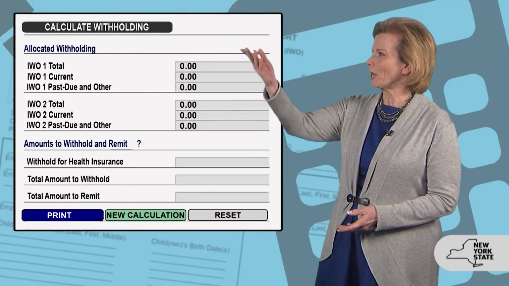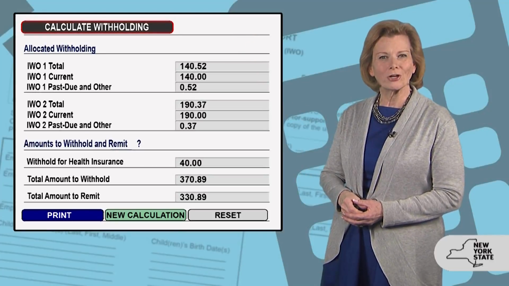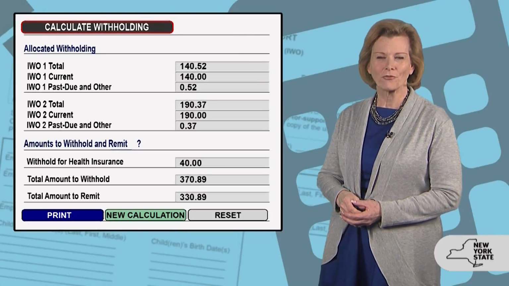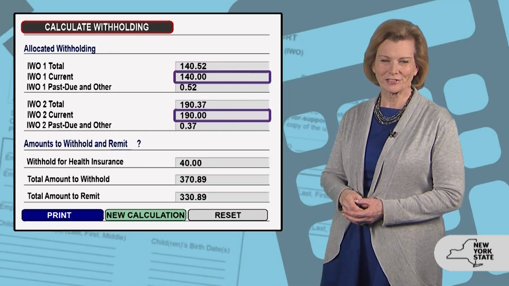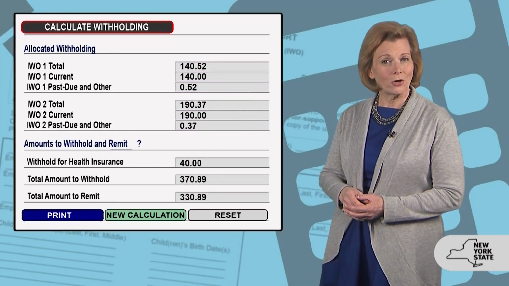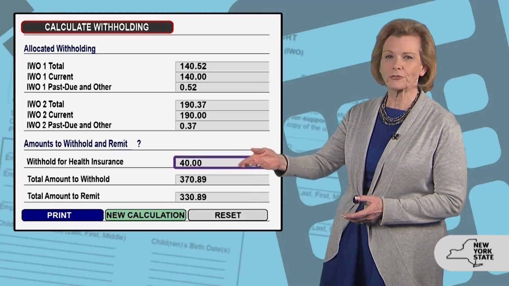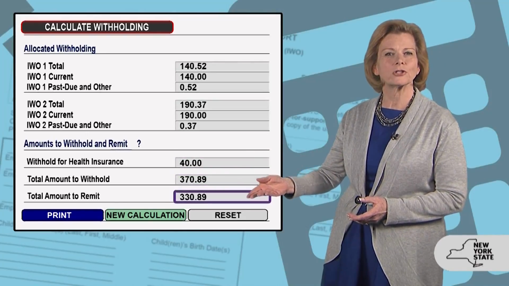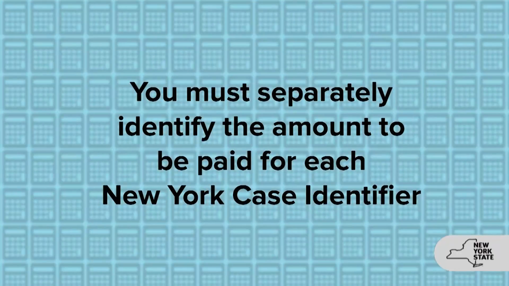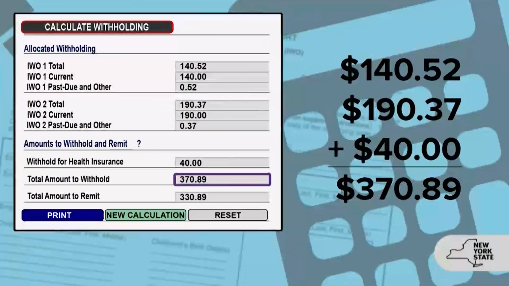Finally, by clicking the Calculate Withholding button, the calculator generates the allocated withholding amounts for each IWO's total, current, and past due and other fields. It also calculates amounts for withhold for health insurance, total amount to withhold, and total amount to remit. Note that while you can make a single payment for the two IWOs, you must separately identify the amount to be paid for each New York case identifier. As we can see, the total for all withholdings no longer exceeds and is now equal to the maximum withholding amount allowed for this employee.